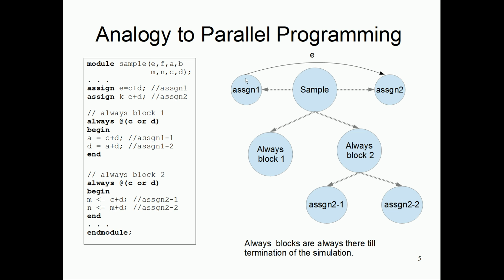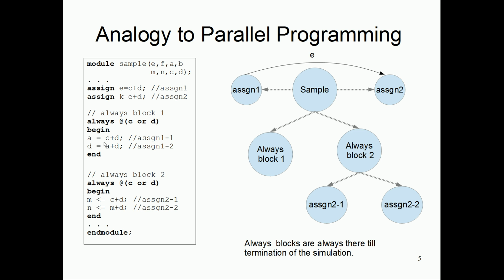So these two threads will start passing the variable E between each other. Execution of this one will be blocked by the other. As soon as it evaluates a new E, only then will this one be evaluated. There is always a block on C or D. If C or D changes, then we spawn, let's say, two threads. Now this is a blocking assignment.